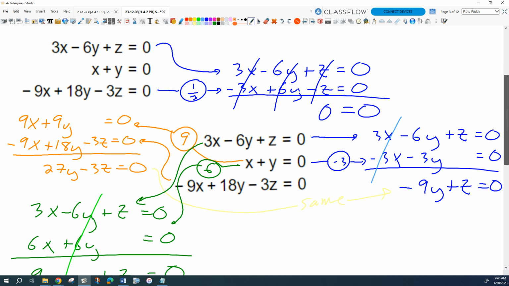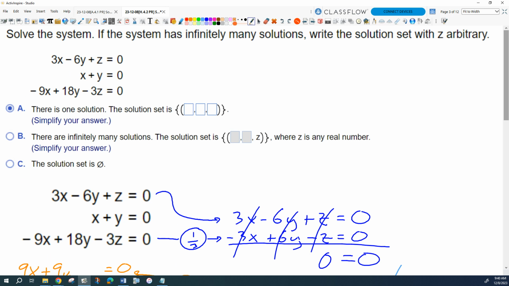So how would we input this into our answer? Okay, I don't know why that one's picked. That's not right. So it is not A. The answer is B. There are infinitely many solutions, but we have to write those solutions where z is the free variable. That's the one that could be any real number. Okay, so this is the correct answer.